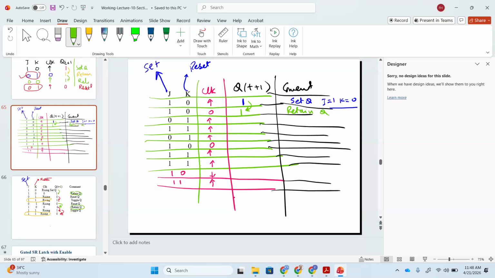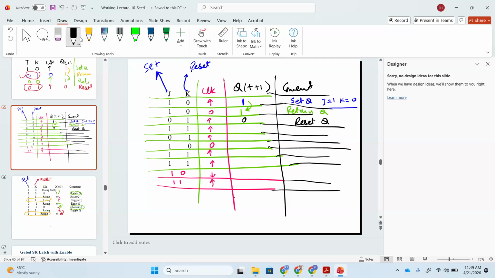Now in the next cycle, J is 0 and K is 1, and there is a rising edge of the clock. What will happen? 0. Reset. Why 0? Reset. K is 1. Yes, that's right, because reset Q. So we are resetting it. Please remember the Q bar will be the opposite of Q. In the first case Q bar will be 0, in the second case Q bar will be 0, in the third case Q bar will be 1. So Q bar is the opposite of Q. Got it? Okay. Now we go to the next cycle, and 1, 1. What will happen?